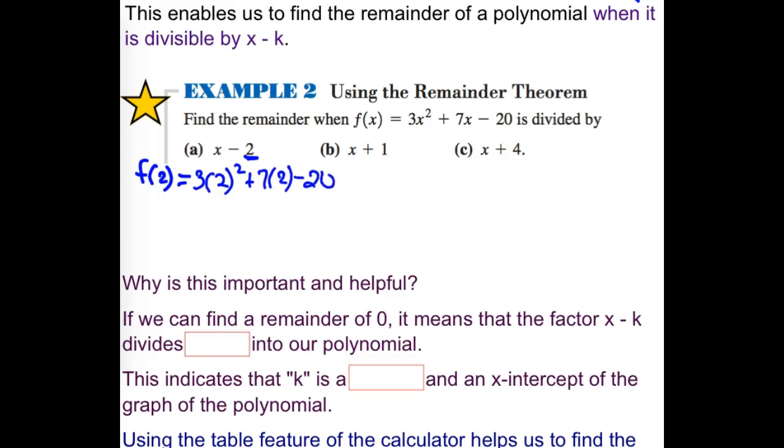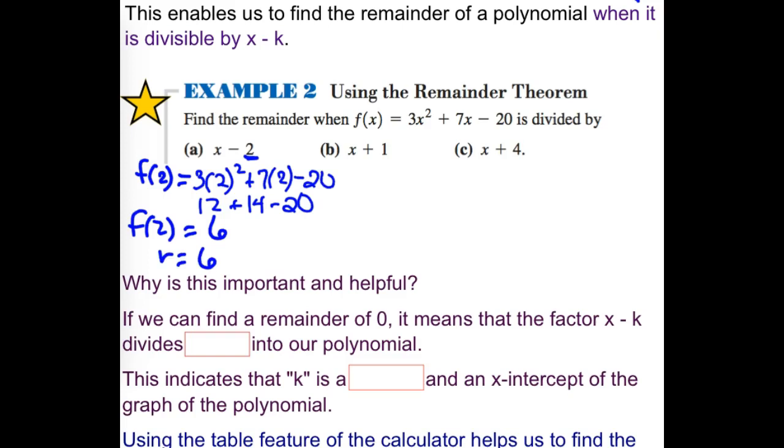2 squared would be 4. 4 times 3 is 12. 7 times 2 is 14. 12 plus 14 is 26. Minus 20, we get a remainder of 6. In other words, if we evaluate f of 2 and get 6, then we could have done the long division and got a remainder of 6.